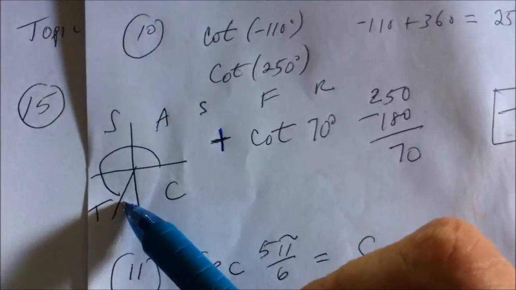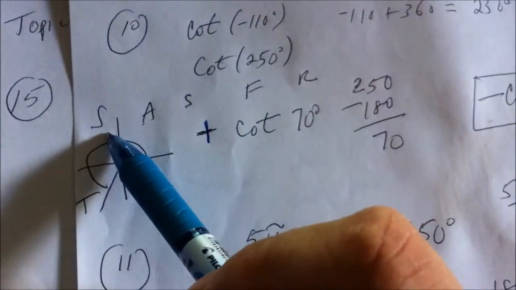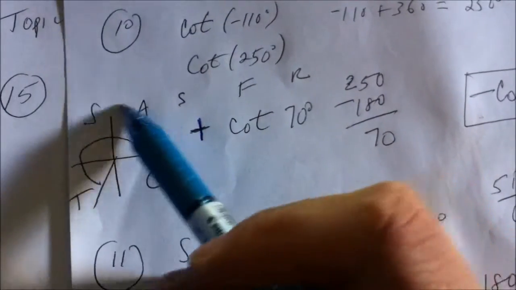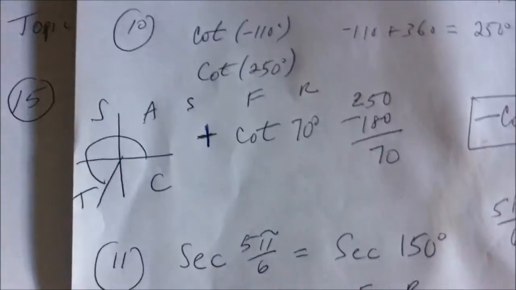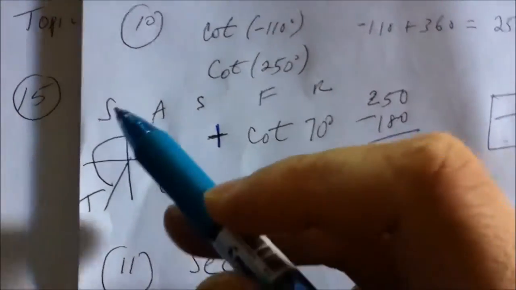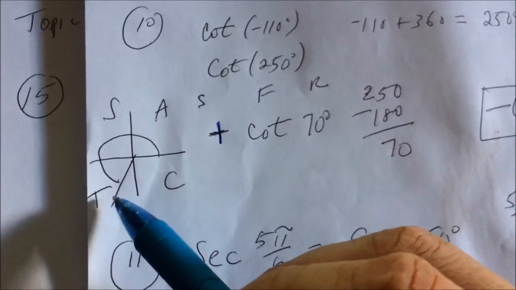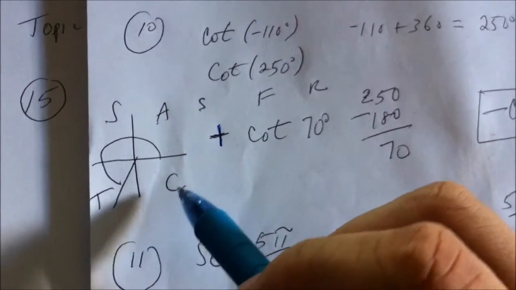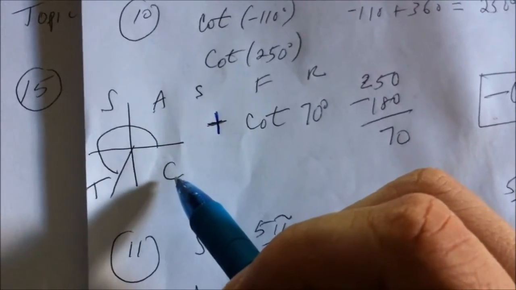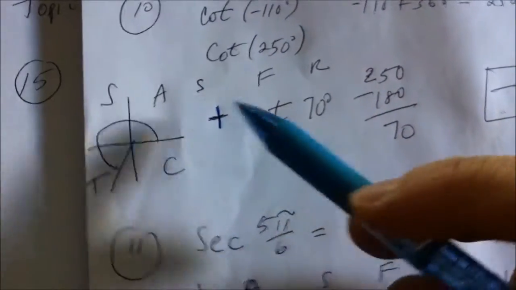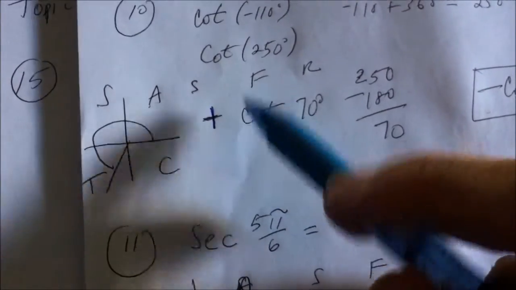250 terminates in the third quadrant, where cotangent happens to be positive. A is for all, S is for sine. That's where everything in the first quadrant is positive. Anything that terminates in the second quadrant is positive if it's sine or its reciprocal cosecant. Anything that terminates in the third quadrant is positive if it's tangent or its reciprocal cotangent. And anything that terminates in the fourth quadrant is positive if it's cosine or its reciprocal secant. So this terminates in the third, therefore the sign is positive, which means the answer key was wrong here.